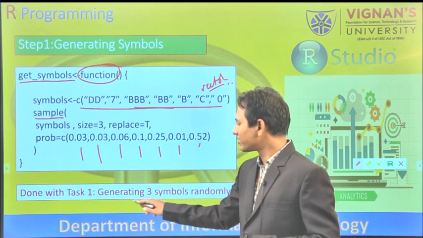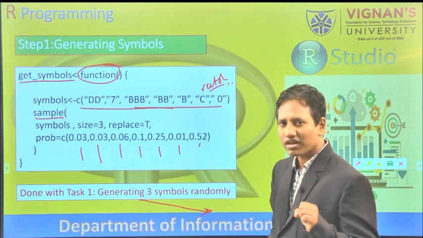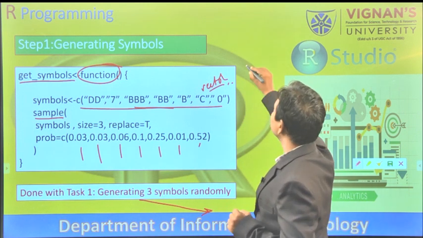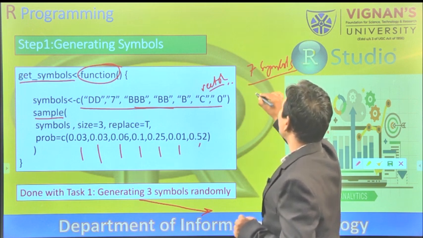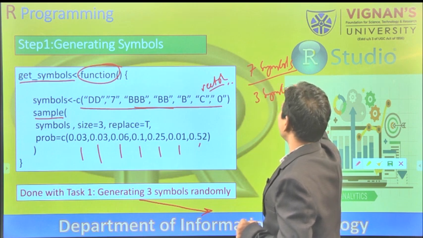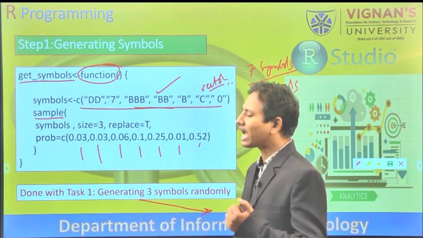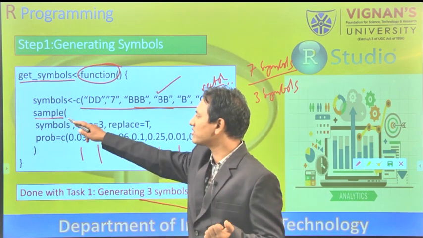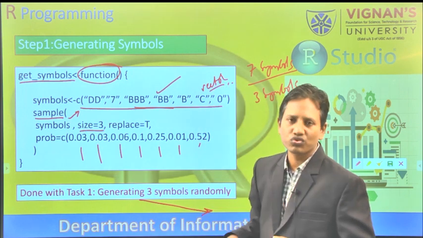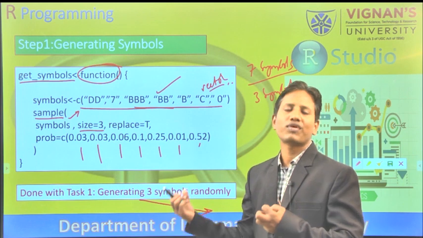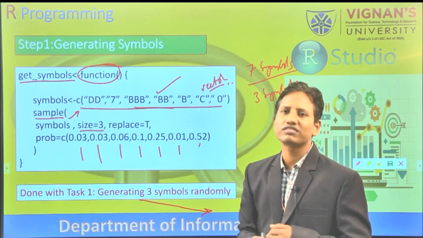So our first task is done. What was our first task? Our first task was 7 symbols. Out of this 7, I want to pick 3 symbols randomly. So these were the 7 symbols, and to pick randomly, we are using the sample function, and size we kept as 3 and replace equal to true. So repeatedly the 3 values you are going to get. We are done with this first task.